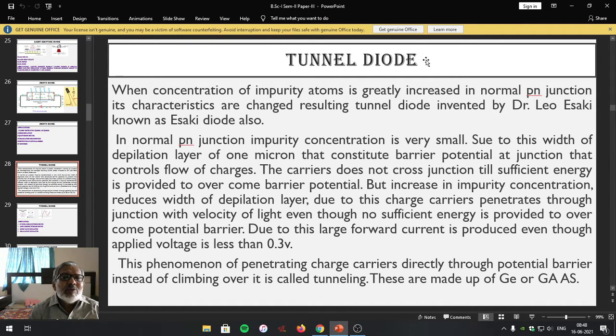Friends, today we are going to study another special diode known as the tunnel diode. Student friends, we are well aware of the tunnel. Tunneling action means to go through that. In Marathi, we can call it a bogda. The region below the bridge is called a tunnel.